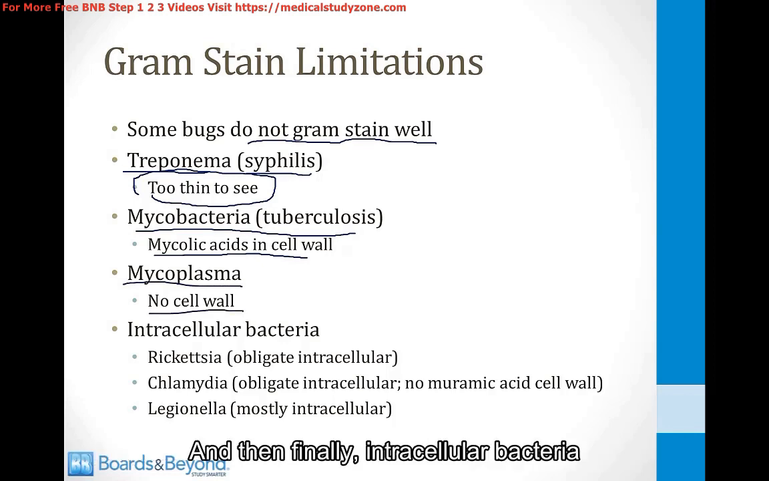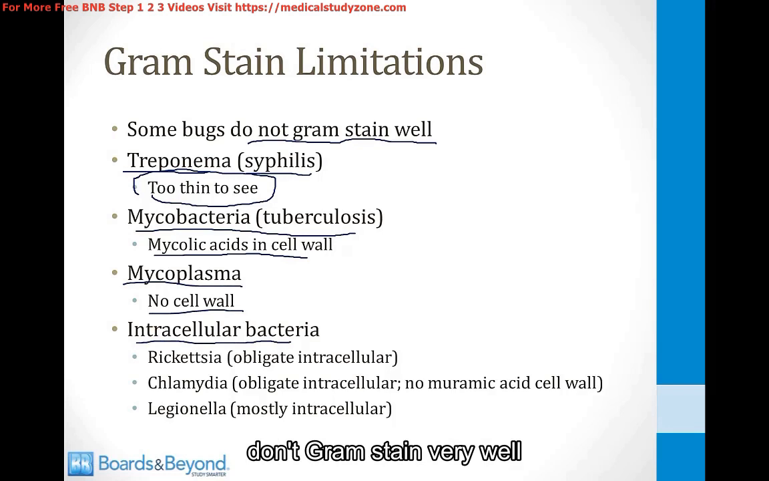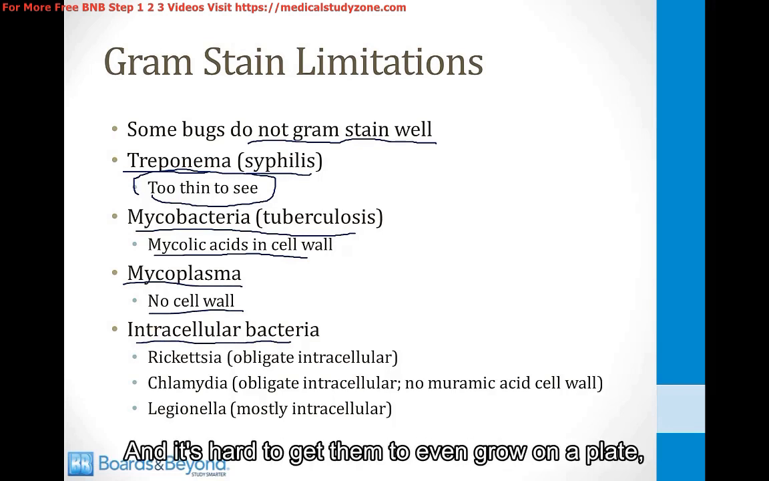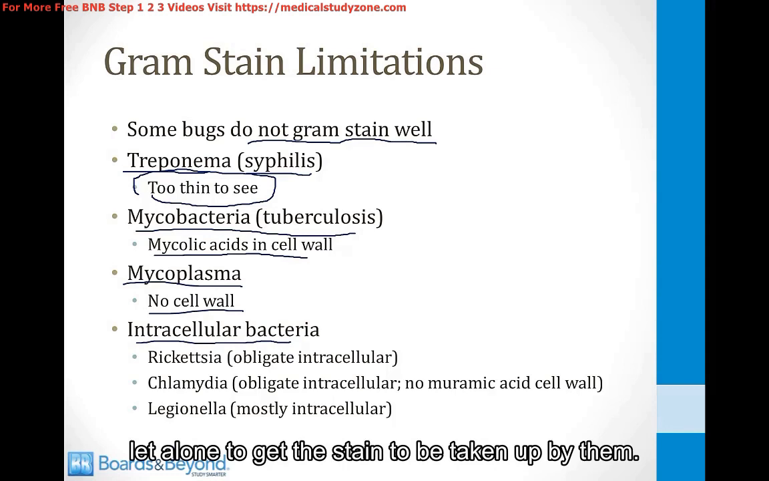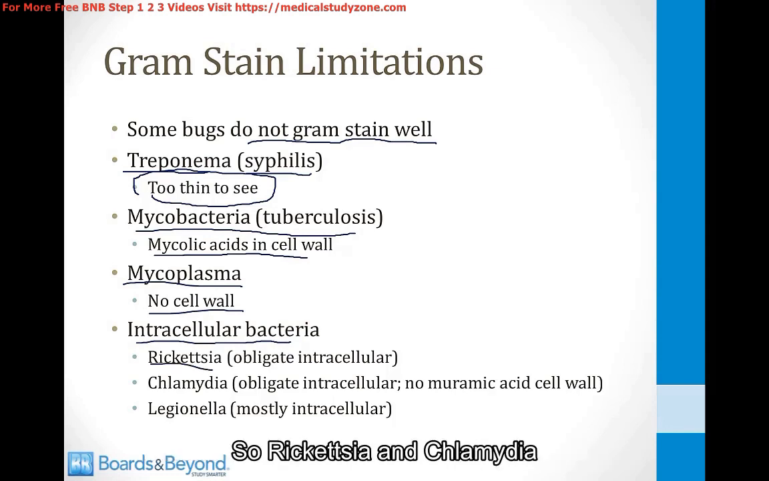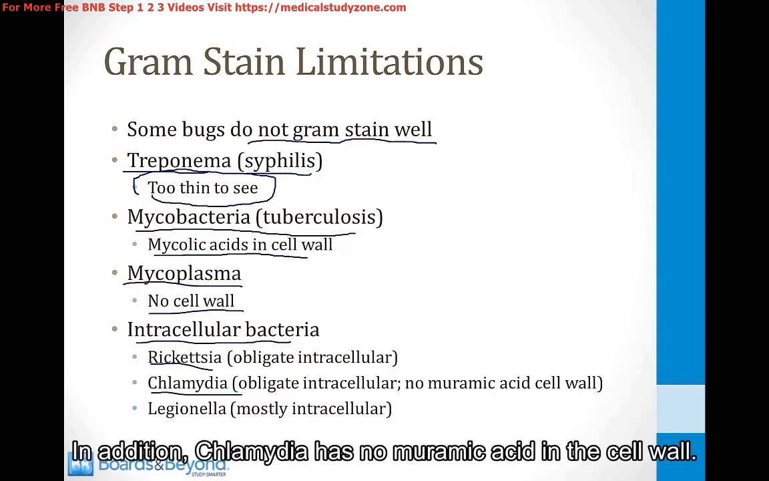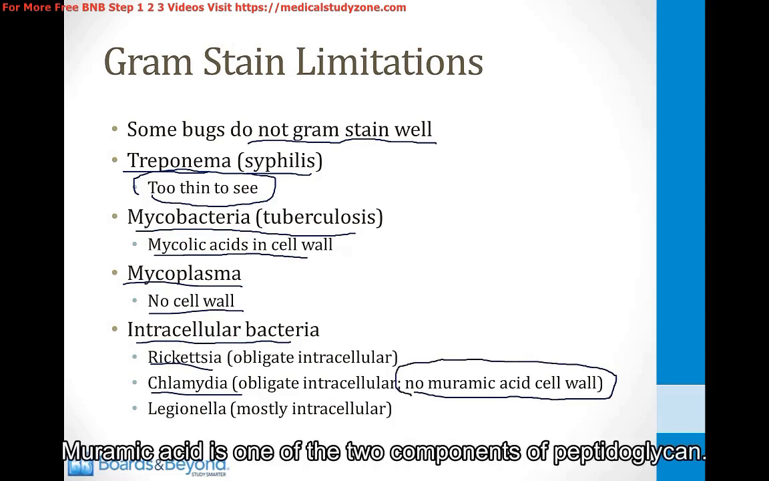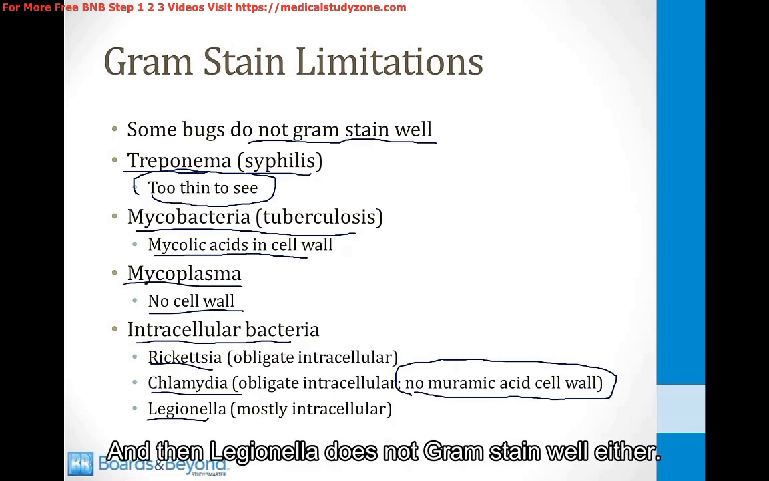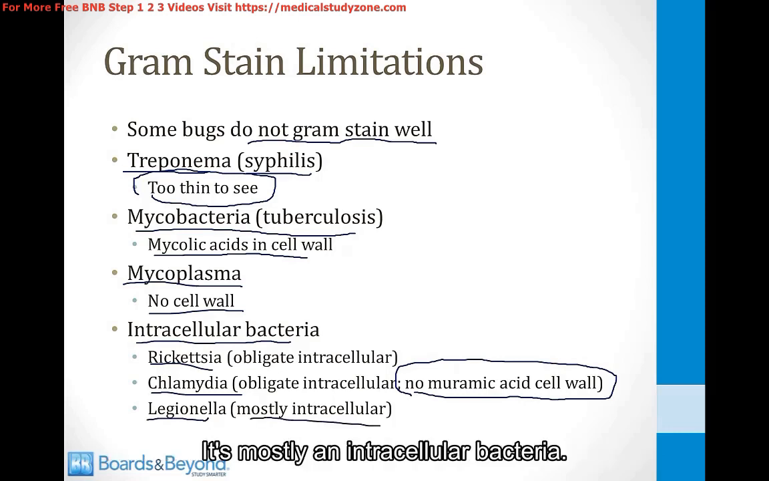And then finally, intracellular bacteria don't gram stain very well because they grow inside of other cells, and it's hard to get them to even grow on a plate, let alone to get the stain to be taken up by them. So Rickettsia and Chlamydia are obligate intracellular bacteria. They don't gram stain well. In addition, Chlamydia has no muramic acid in the cell wall. Muramic acid is one of the two components of peptidoglycan. And then Legionella does not gram stain well either. It's mostly an intracellular bacteria.